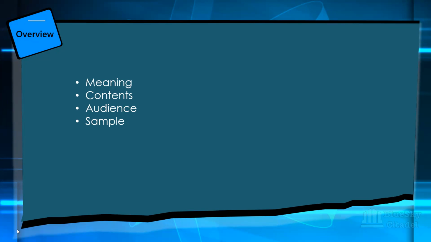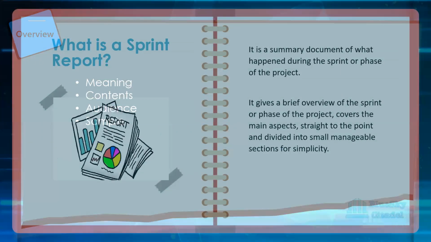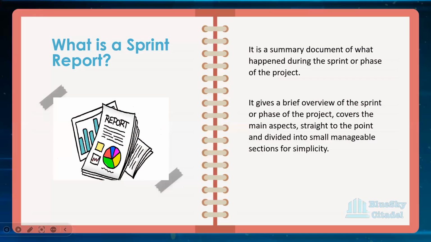Okay, so we're going to start off by looking at what is a sprint report, because the report we're talking about creating is a sprint report for what a Scrum Master will create, and then a status report for what an ADM will create. So we're looking at what is a sprint report. It's just a summary document of what happened during the sprint or during the phase of a project.